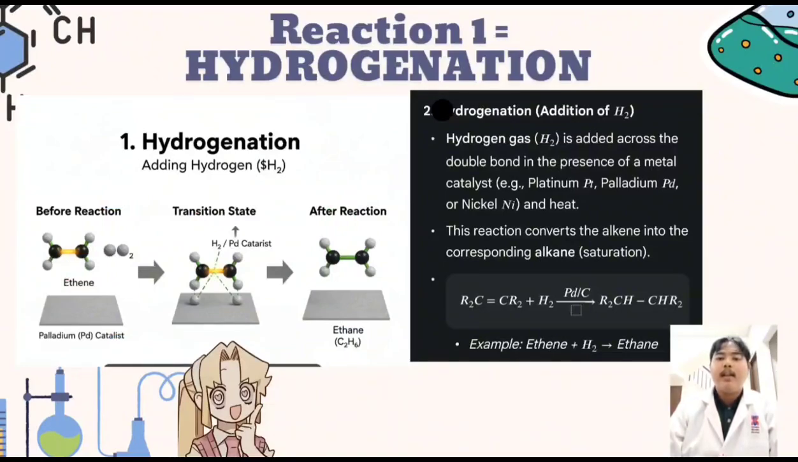This means adding hydrogen. We add hydrogen with a metal catalyst like palladium. We break the double bond and add a hydrogen atom to each carbon. This converts the unsaturated alkene into a fully saturated alkane.